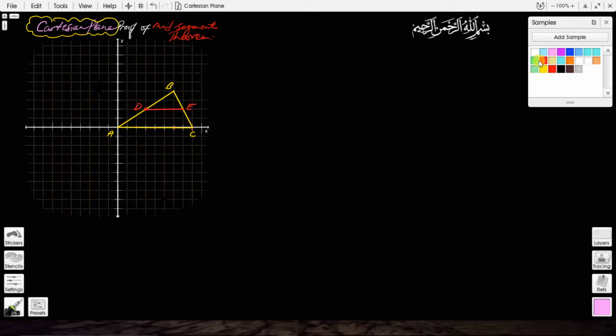Today, inshallah, we shall provide a Cartesian plane proof of the Mid Segment Theorem. Now, in general, we like to provide geometric proofs for geometric theorems. However, at the present time, we don't have the requisite knowledge to prove the Mid Segment Theorem using geometry. So, we'll have to settle for now for using a Cartesian plane proof.